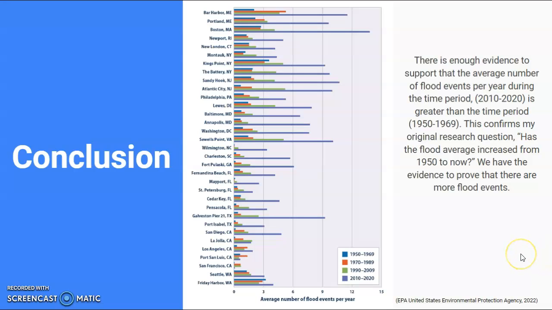For my conclusion here, this is another map that was taken directly from the website, so you can see it from another point of view. But there is enough evidence to support that the average number of flood events per year during the time period 2010 and 2020 is greater than the time period 1950 and 1969. So this confirms my original research question, has the flood average increased from 1950? We have the evidence to prove that there are more flood events.